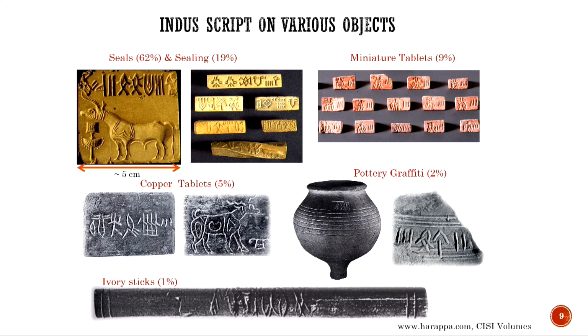Okay, so the seals and sealings account for the majority of the writing. That is about 80% of the Indus writing appears on these square and rectangular seals and sealings. We often find evidence of writing on other kinds of objects, which include miniature tablets, which account for about 10% of the writing, copper tablets, which account for another 5%, even pottery, as pottery graffiti, ivory sticks, even stoneware bangles, and so on. We find impressions of the seals on the clay tags which are found from Lothal.